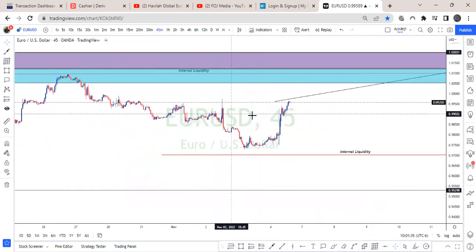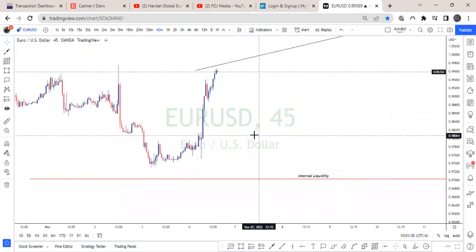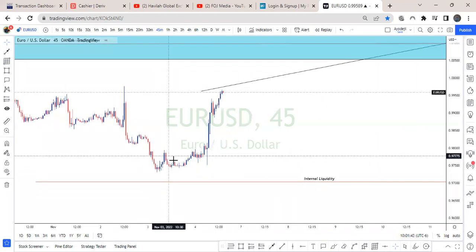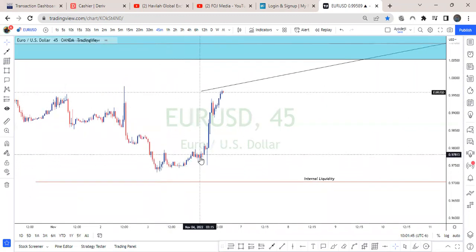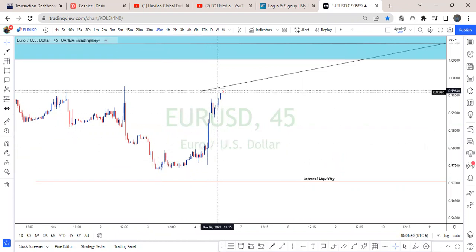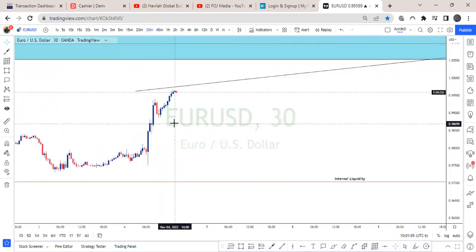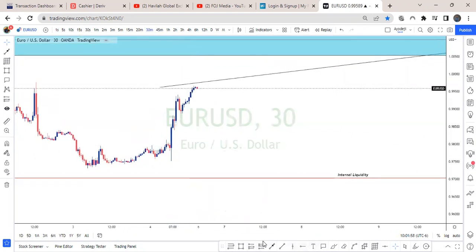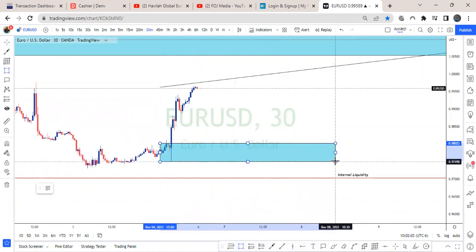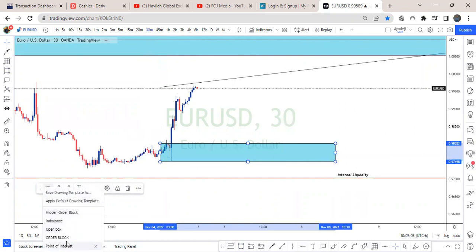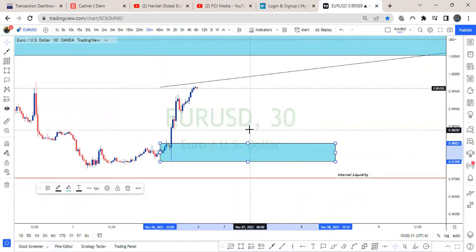Let me go to M45. Okay, so this is it for the M45. Low, high, low, high, low, high. Price came back to take out this, and then we saw the push up. So for me, this is a valid point for the buy. If we can see price come back here, it's a good point of interest.